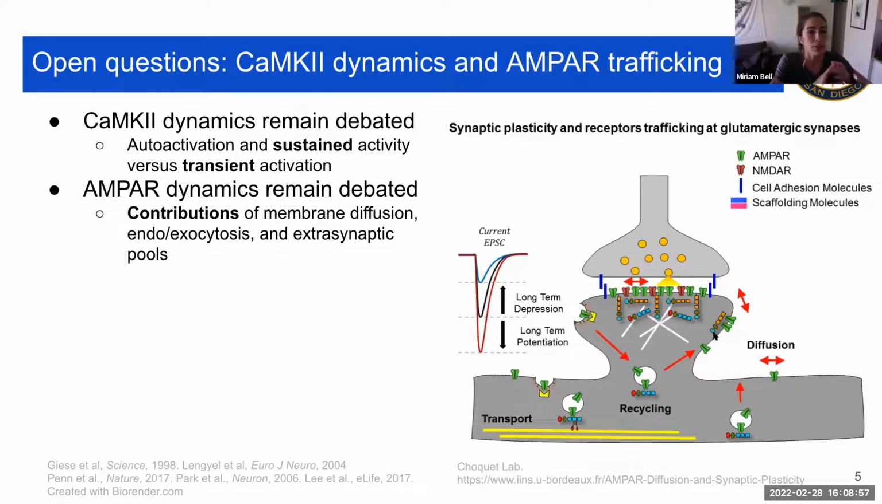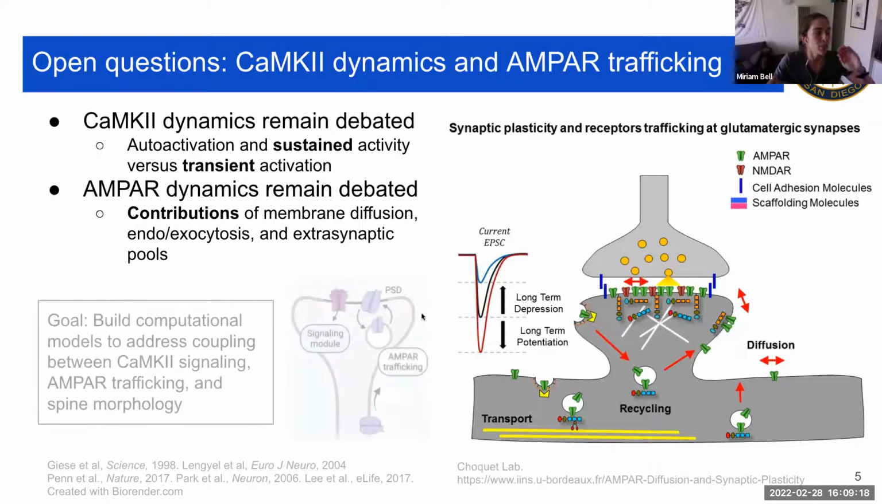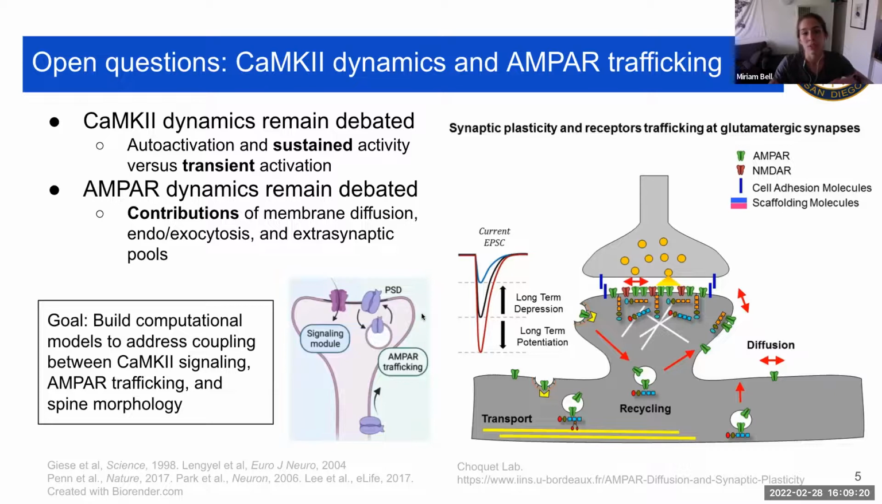Okay, so many of the trafficking modalities are inherently spatial. You need to have space to consider membrane diffusion, for example. So it's ultimately beneficial to consider spine morphology in all these questions as well. As I mentioned before, spines have characteristic shapes and they change size and morphology in response to activity and during synaptic plasticity. Therefore, we want to ultimately build models to address this coupling: the coupling between signaling, AMPAR dynamics, and spine morphology.